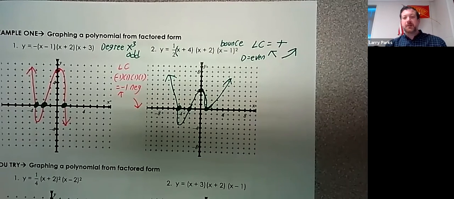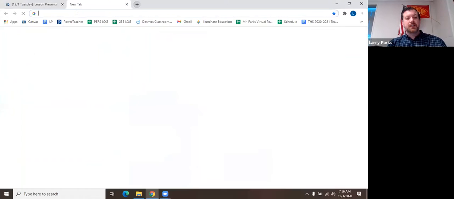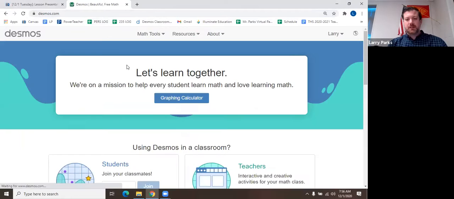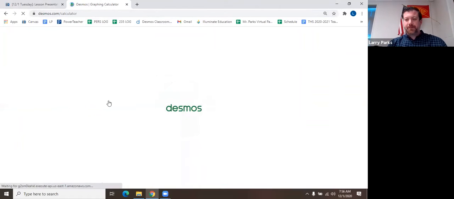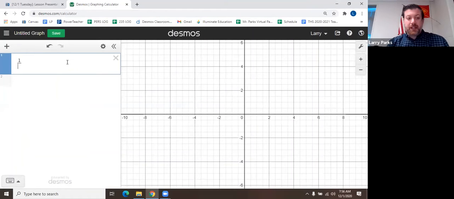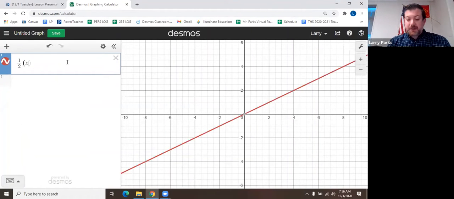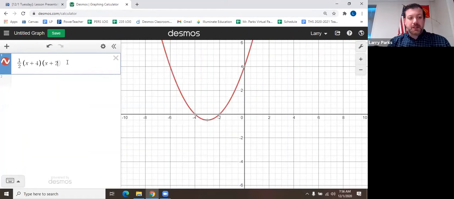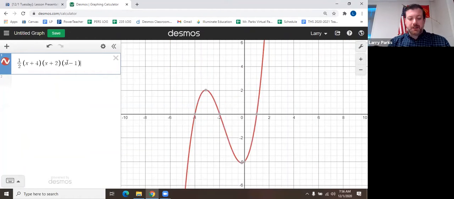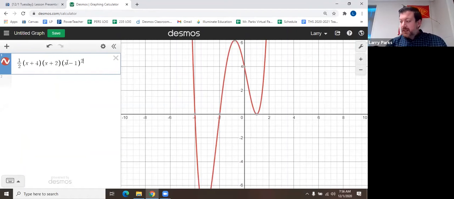So let's go double check this. So it's 1/2 x plus 4, x plus 2, x minus 1 squared. Now that's similar to what my graph looks like. It's not exactly, but the key is the shape. So I need to move this one over a little bit. The y-intercept is 4, but I should move my maximum over a little bit. But other than that, it looks pretty good.